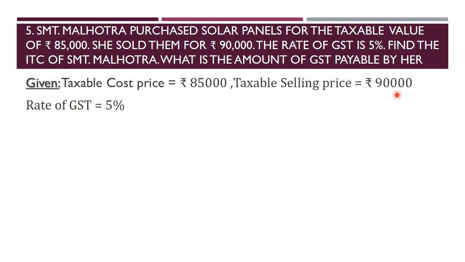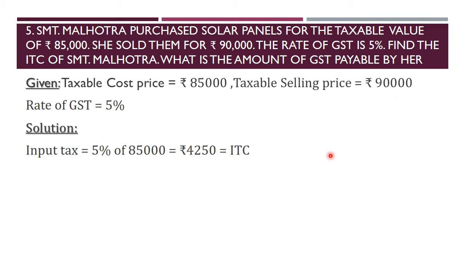Now we need to find the GST on the cost price and the GST on the selling price, and then we will get the input tax credit, because actually we are finding the output tax and input tax of Mrs. Malhotra. So the first thing is input tax. Input tax means the tax which was paid by Malhotra while she purchased the solar panels.